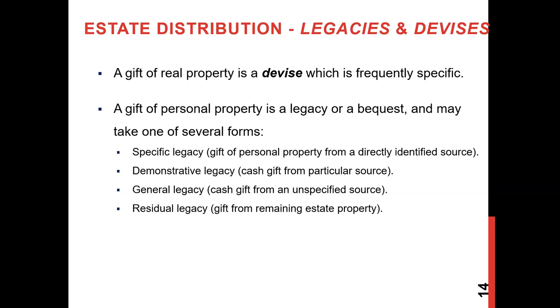Another type of legacy is a general legacy. General legacy is a cash gift, but as opposed to a demonstrative legacy, the source is not identified. For example, a will could say, I leave $8,000 cash to my cousin, but the source of that cash is not specified. Then another type of legacy is a residual legacy, and it's a gift of any remaining estate property.